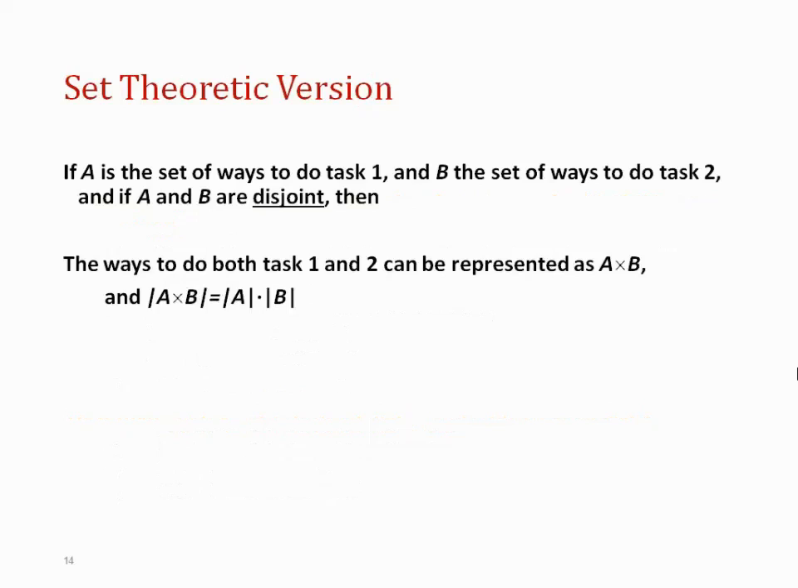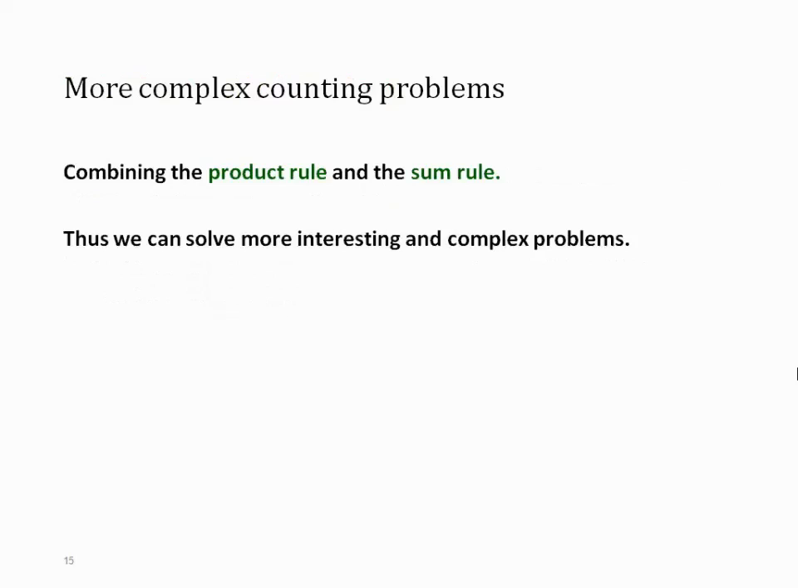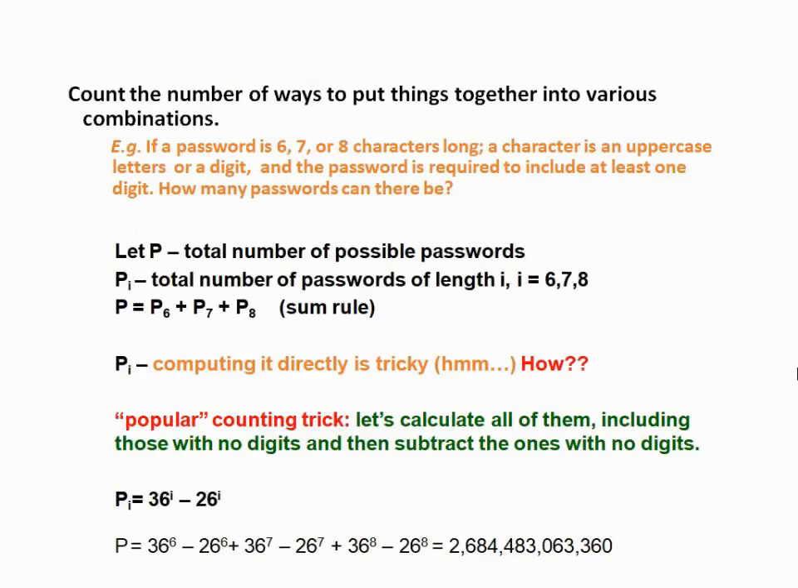So if A is the set of ways to do task 1 and B is the set of ways to do task 2, and if A and B are disjoint, then the ways to do task 1 and task 2 can be represented as A cross B, which is the cardinality of A into the cardinality of B. Combining the product rule and the sum rule, we can solve more interesting and complex problems that we'll see next. Count the number of ways to put things together into various combinations.